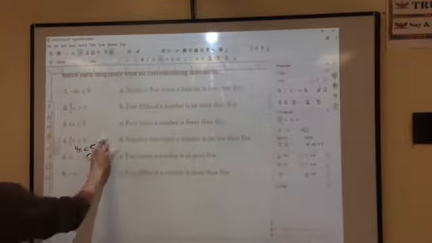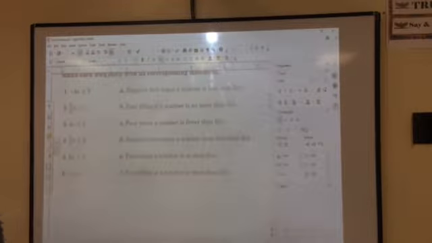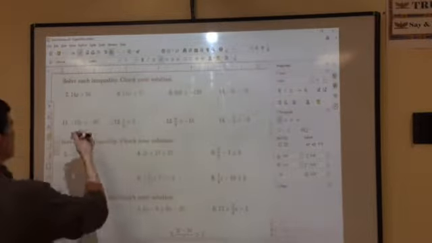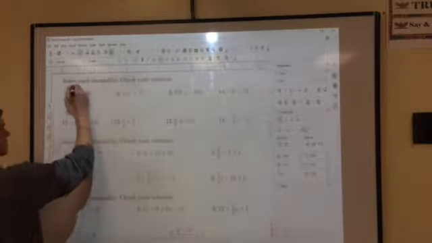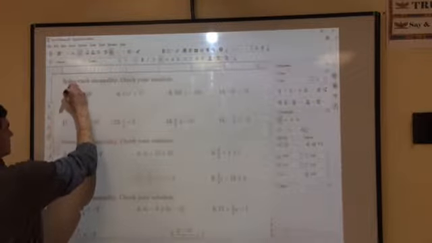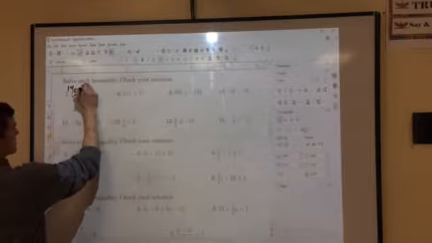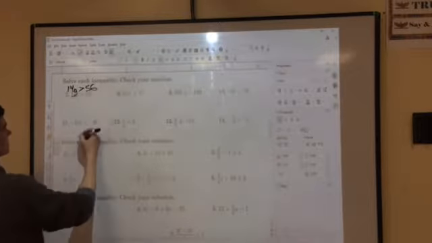Okay, going on to the next page. Okay, so solve each inequality and check your solution. All right, so to check your solution, well, let's just solve them. So this is 14g. Number 7 is 14g is greater than 56.